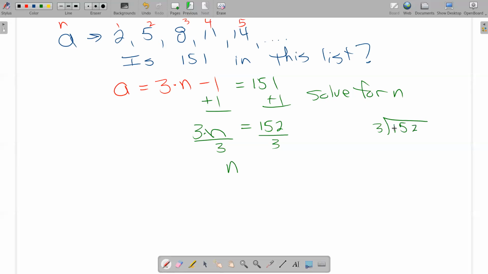Calculator's often helpful. 3 goes into 15 5 times. 5 times 3 is 15. Subtract, bring down the next number. 3 does not go into 2, so that's the remainder. Wait a minute, you can't have a remainder. n's a counting number. It's either 50 or it's 51. It's not 50 and a little bit. So what I found here is that 3 went into 152 50 and 2/3 times. Uh-oh.